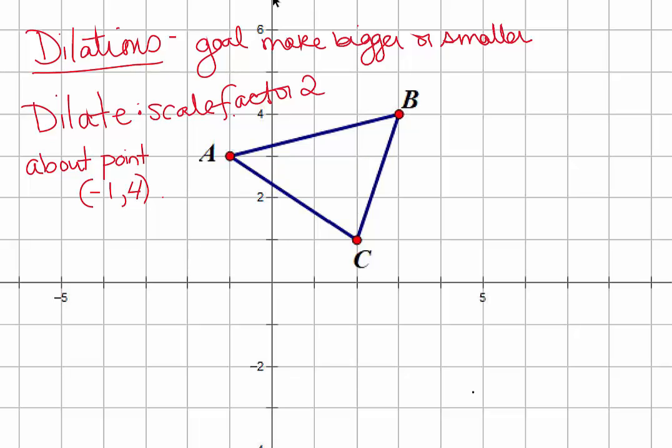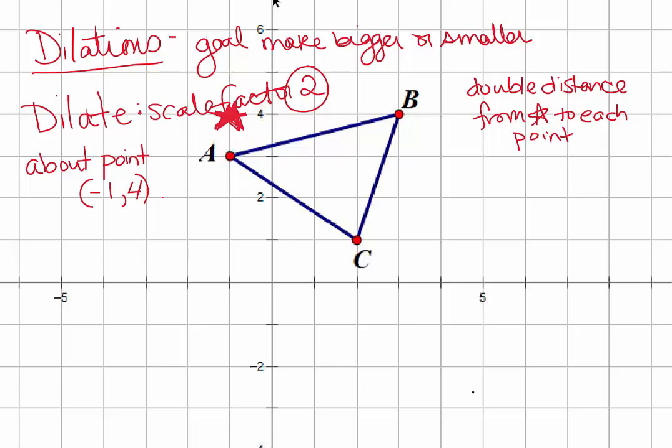Now, -1,4 is like right here. I'm going to actually put a star at it, because I don't want you to think that this is anything that we're going to connect to. What a dilation is that you're going to double the distance. Since your scale factor is 2, that means we're going to double the distance from the starred point to each point.